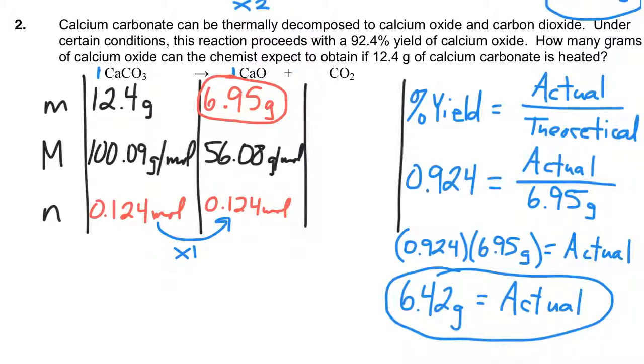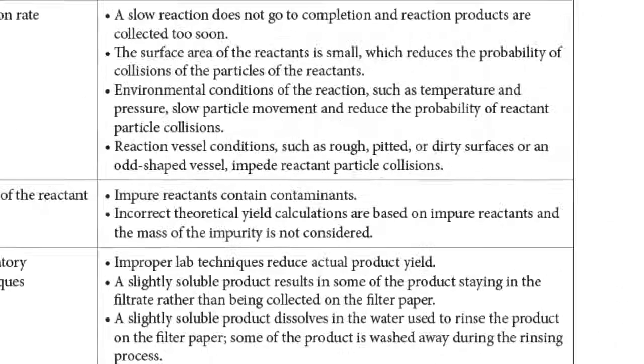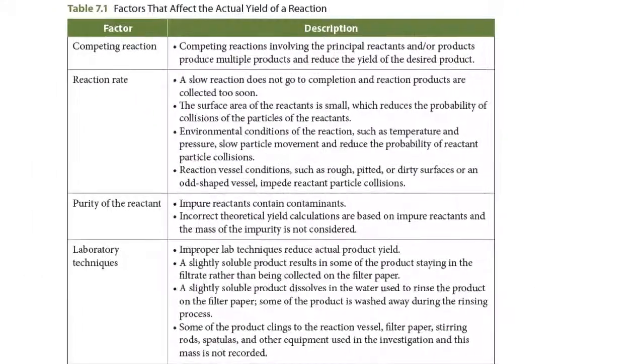This would be what an industry application looks like. In a factory, for example, when they're producing a chemical, they know how efficient their reactions are because they've been doing it a long time. So they can figure out that if they put so many kilograms of reactant into the machine, they know how many kilograms of product they're going to get, because they know the percent yield.